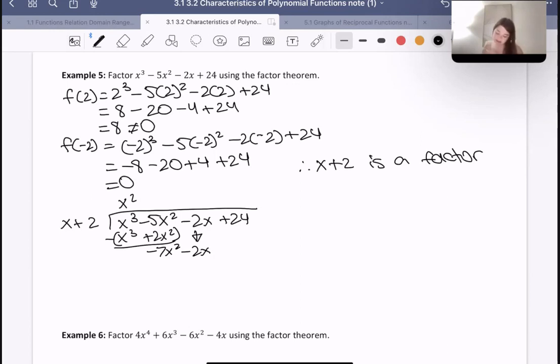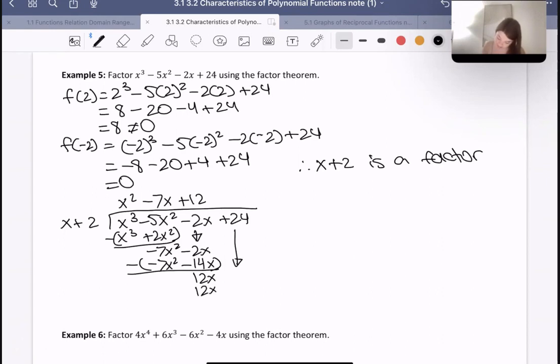Now, how many times does x go into negative 7x squared? Negative 7x times. So then we have negative 7x squared minus 14x, and then we subtract, and we end up with 12x. And then how many times does x go into 12x? Well, 12 times, so plus 12. And then we're going to get 12x. We bring down our 24. 2 times 12 is also 24, so we get 0.